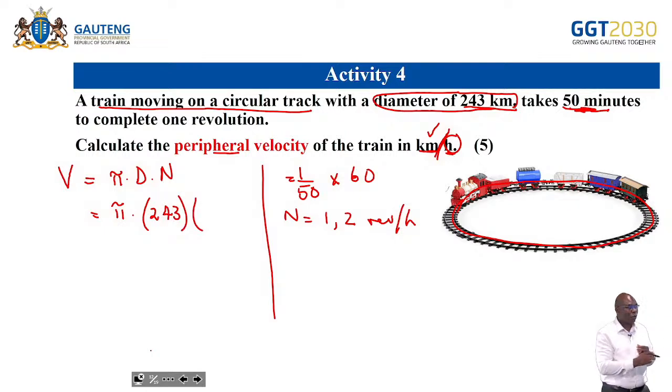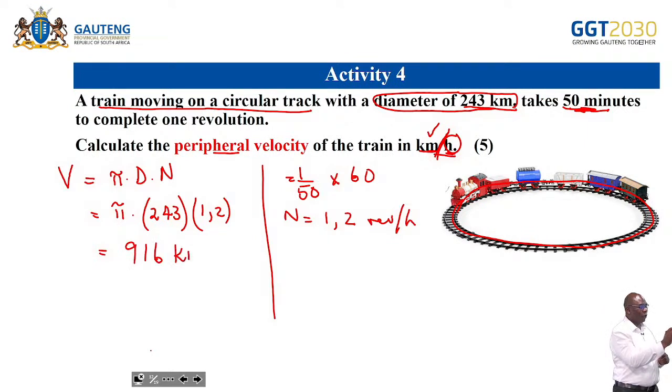Now the number of revolutions will be 1.2 revs per hour. Remember, I need kilometers per hour. So I'll have pi multiplied by 243 multiplied by 1.2. So if I multiply that, I have 916 kilometers per hour, which is the speed of that train.